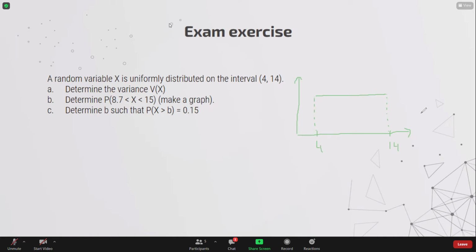you will be fine. First, we have that data constant between 4 and 14, and it means that we have a rectangle, but we don't have that number here. But we can easily calculate it because this part here is just 10. And 10 times that number here should be equal to 1. So this number here should be 1 over 10.